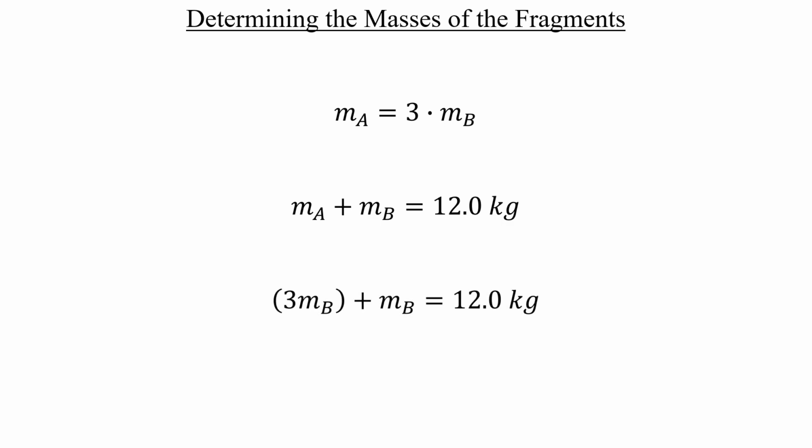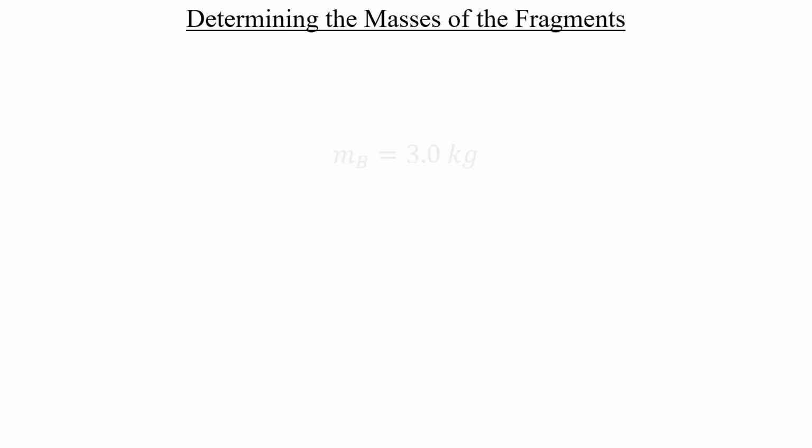This allows us to add similar terms on the left, resulting in 4 times the mass of B being equal to the total mass of the shell. And if we divide both sides by 4, we find that the masses of our fragments are 3 kilograms for B and 9 kilograms for A.